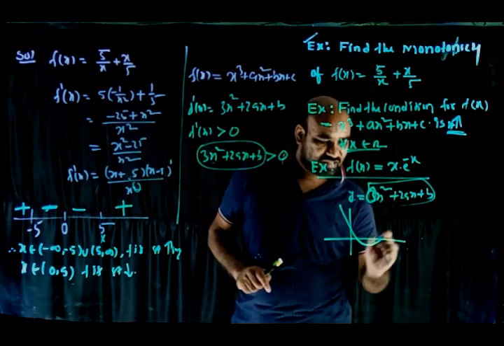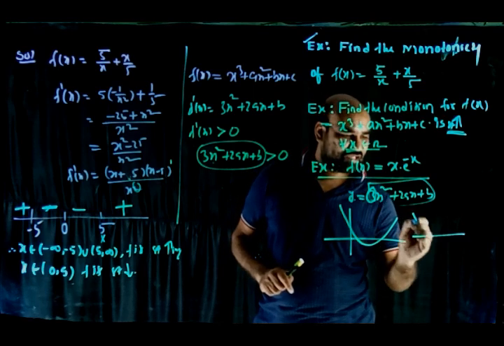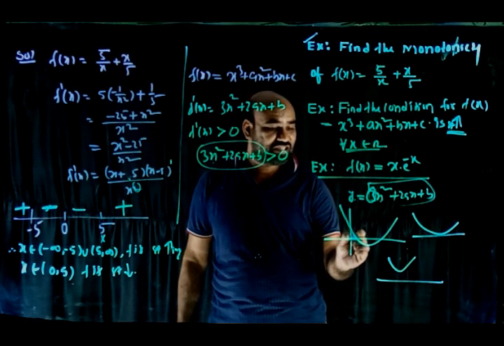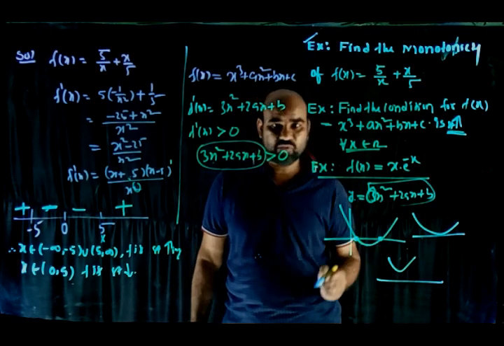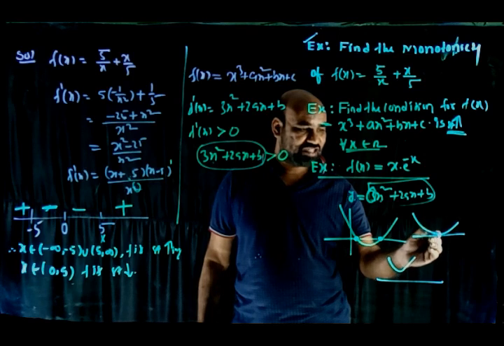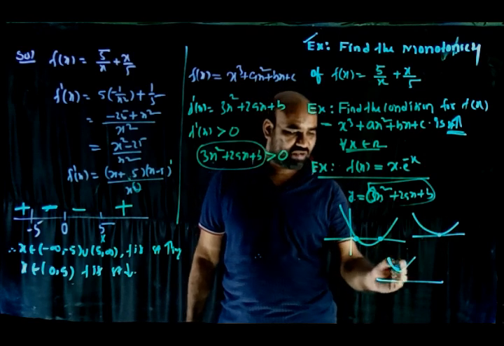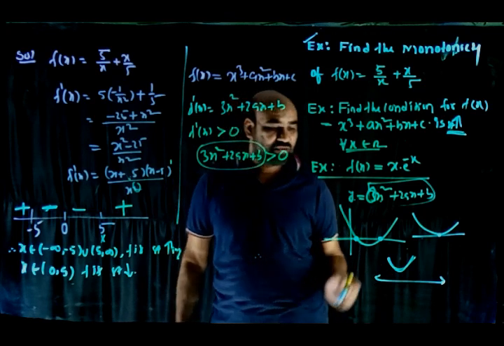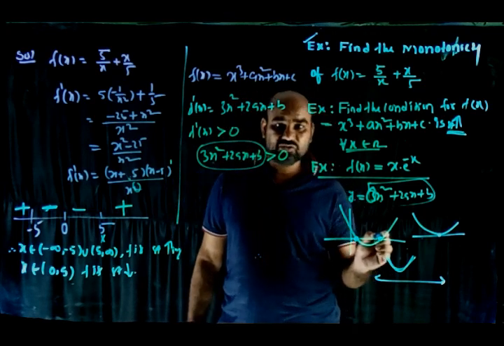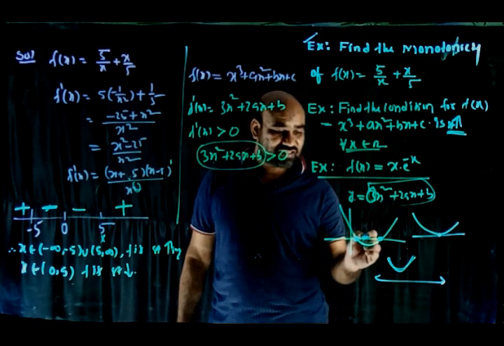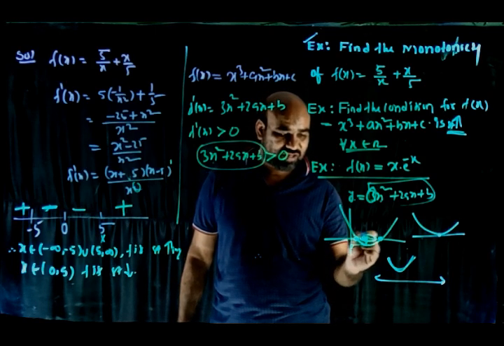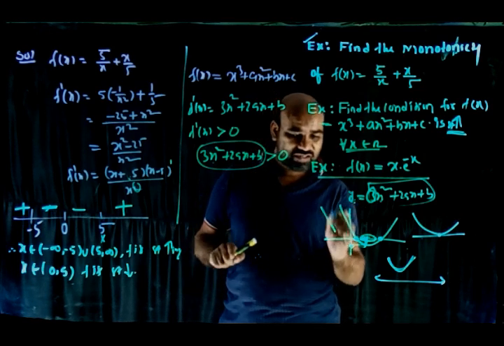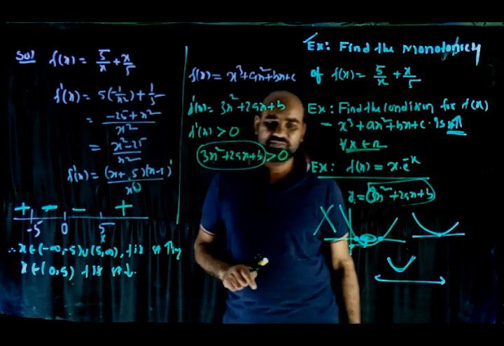Opening upwards means there exist three possibilities. Your parabola may be like this, and like this. Then what happened? Intersecting the x-axis at two different points, touching the x-axis, or not touching the x-axis. If the parabola intersects the x-axis at two different points, for some values of x, y is negative. See, observe, for these values of x, y is negative. But our y should be greater than 0. That means this condition won't happen.